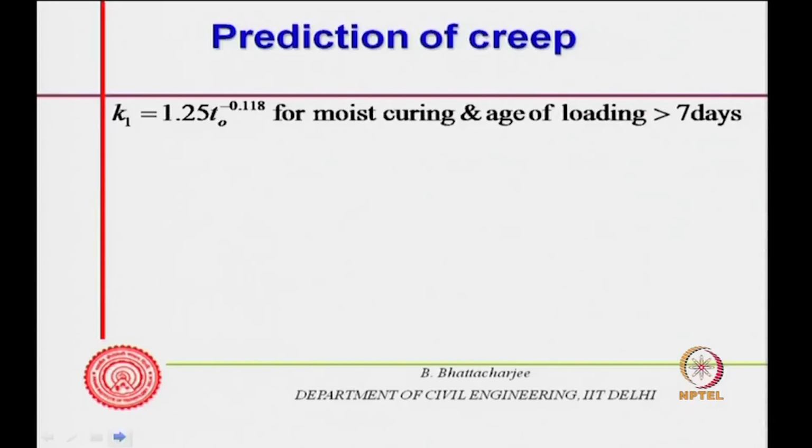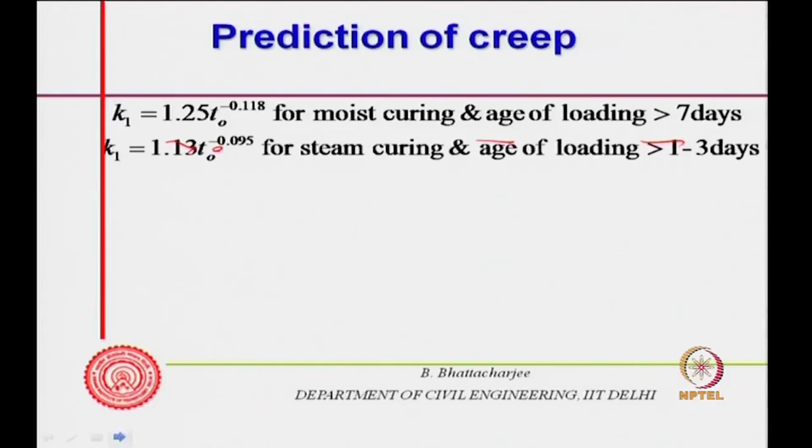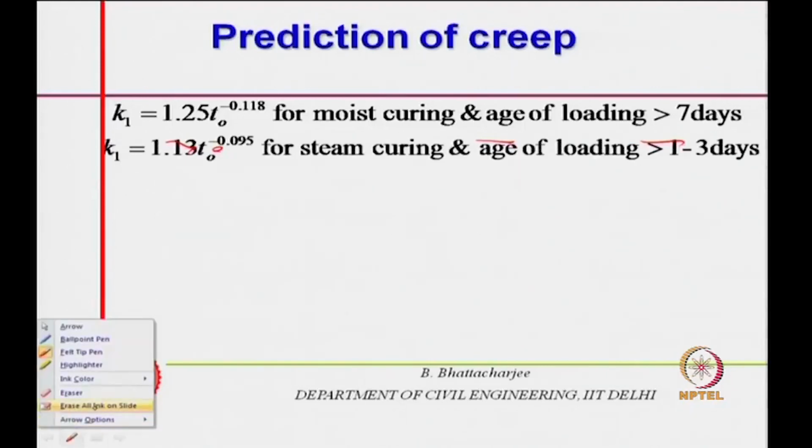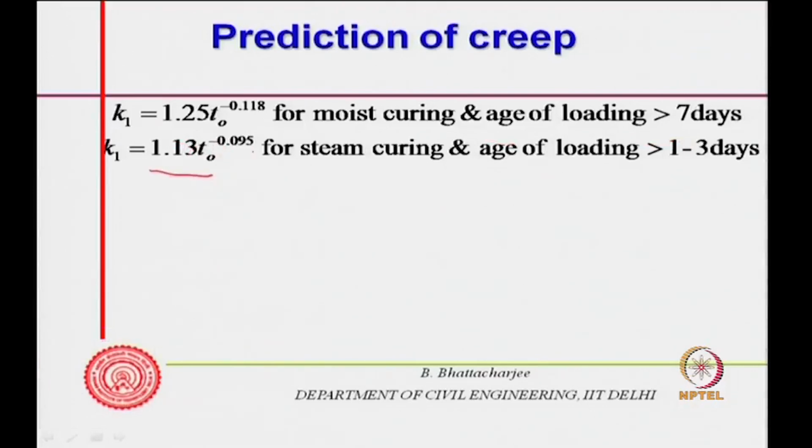K1 is given as 1.25 T0 to the power minus 0.118 for moist curing and age of loading greater than 7 days. So, these guidelines are given. Or it is equal to 1.13 T0 to the power minus 0.095 for steam curing and age of loading 1 to 3 days. This is a more practical situation.